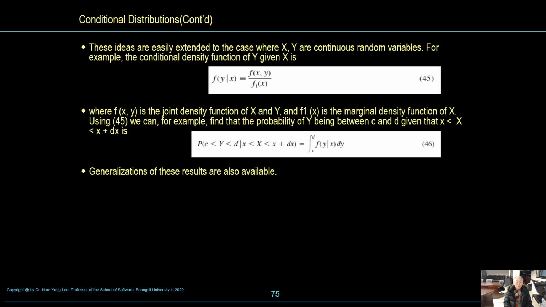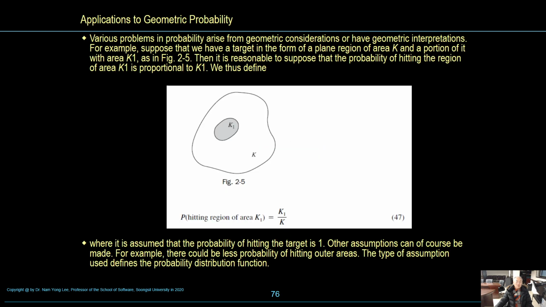Using formula 45, we can, for example, find the probability of Y being between c and d given that x is less than X less than x plus delta x, as in formula 46. Generalizations of this result are also available.